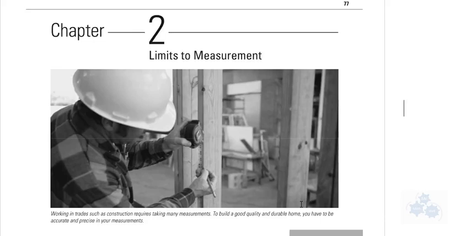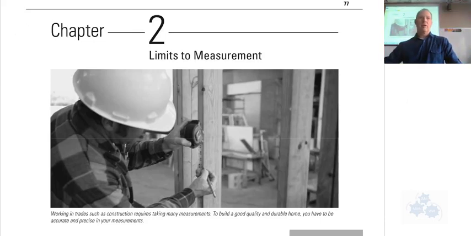Workplace 30, this is chapter 2. We're launching chapter 2, so we're going to look at 2.1 here in a second. Chapter 2 is entitled Limits to Measurement. So we're going to be talking about measurement and conversions. You see in the picture here, from your workbook, a guy making a measurement, right? He's measuring a certain distance, looks like from the floor onto wooden studs in a framing situation.